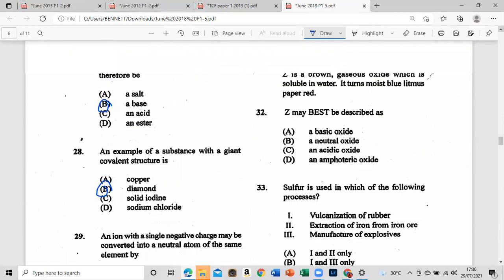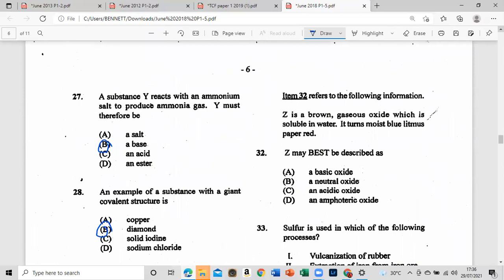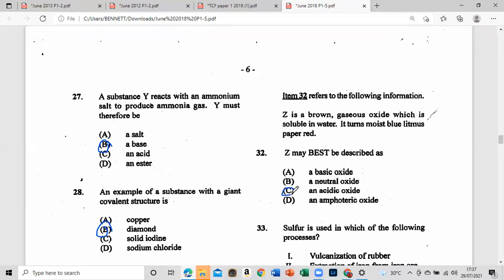Alright, 32. Refer to the following information: Z is a brown gaseous oxide which is soluble in water. It turns moist blue litmus paper red. Z may be described as a basic oxide, a neutral oxide, an acidic oxide, or is it an atmospheric oxide? And it is indeed C, an acidic oxide. These are new. Pay attention to these, guys. Alright.